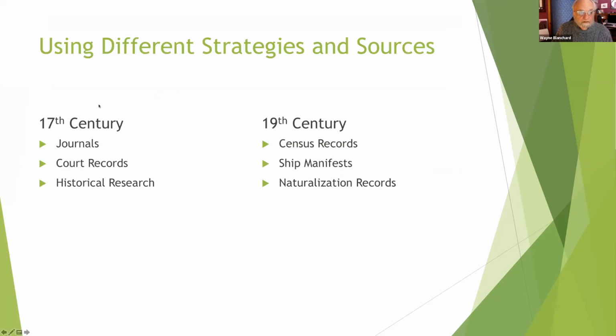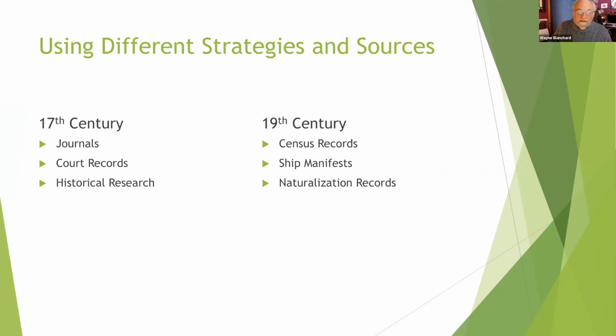So the biggest difference, I guess, is that if you're looking at the early immigrants, the records of that time are very different from more recent times. You need to depend on hopefully finding journals. Perhaps you can find some court records. There's been a lot of historical research, especially on New England people, that can be really useful in finding out about them.